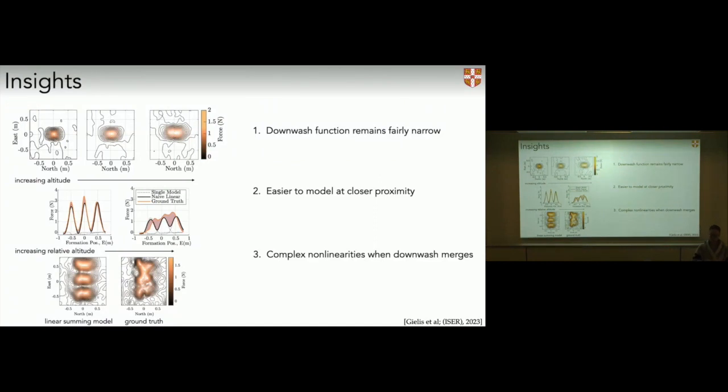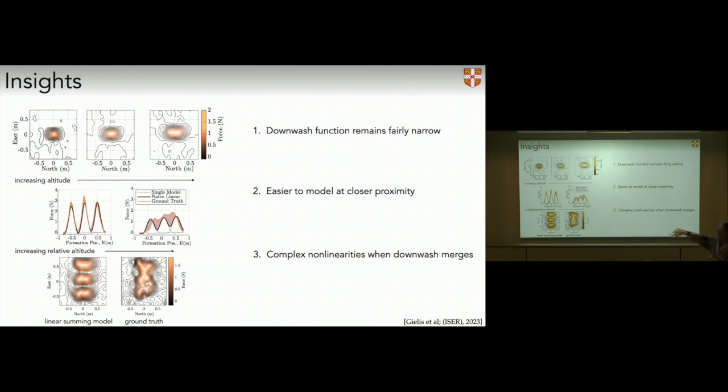And so we made a couple of insights. The first one that we made was, well, actually it turns out that downwash functions seem to be very narrow as you increase altitude over the sufferer drone. So they're very concentrated if your formations are hovering over the sufferer drone. The other insight we made is it tends to be easier to model in closer proximity.